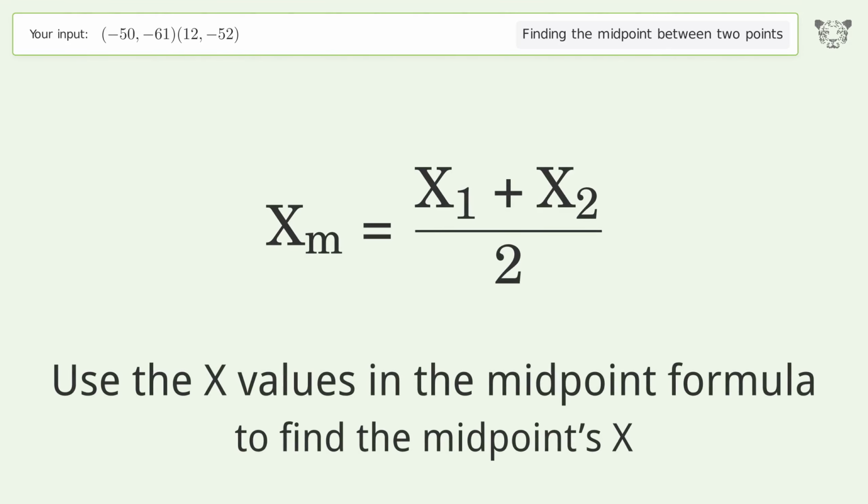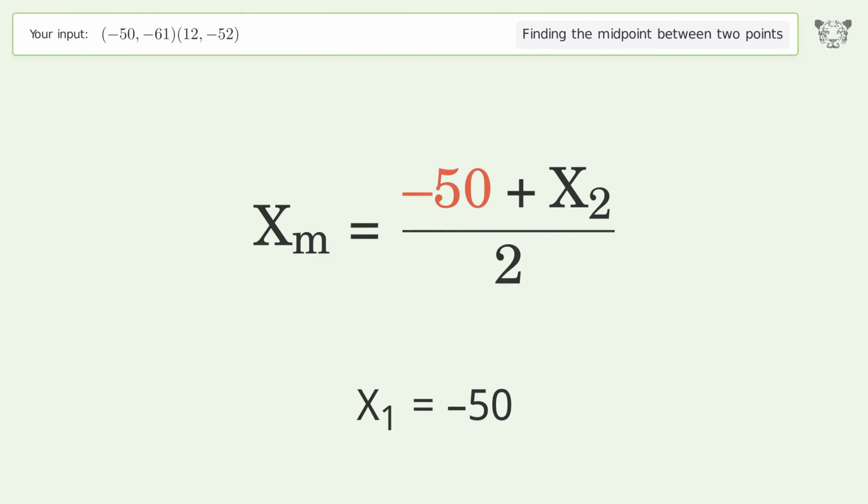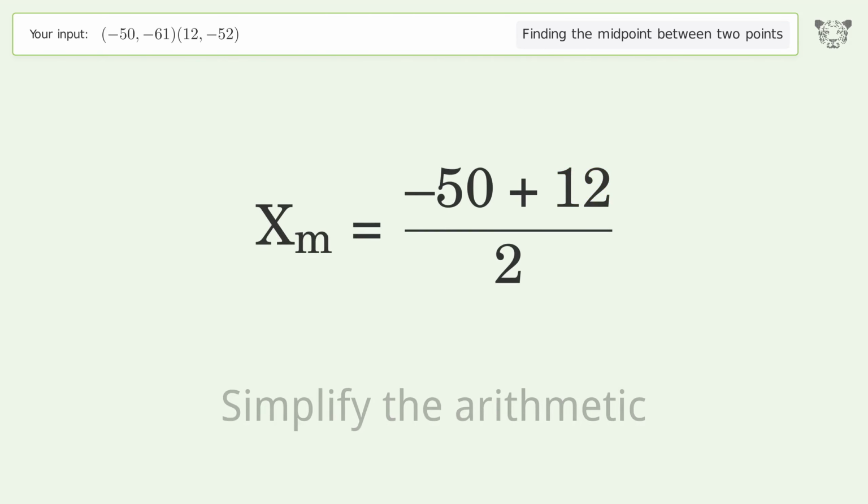Use the x values in the midpoint formula to find the midpoint's x. x1 equals -50. x2 equals 12. Simplify the arithmetic.